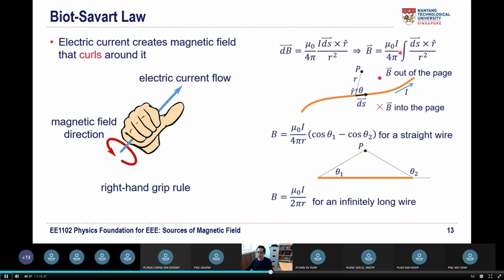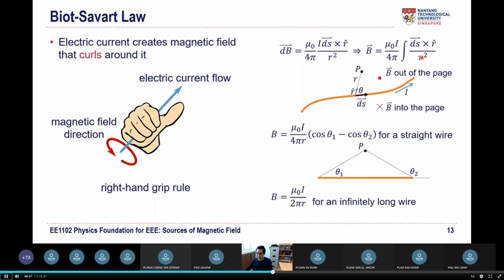And this, of course, will lead you to this integration. The ds is going to be the very little components along the length of the wire, and r squared is the distance from how far you are at that little section to the point P that you're trying to calculate the magnetic field.